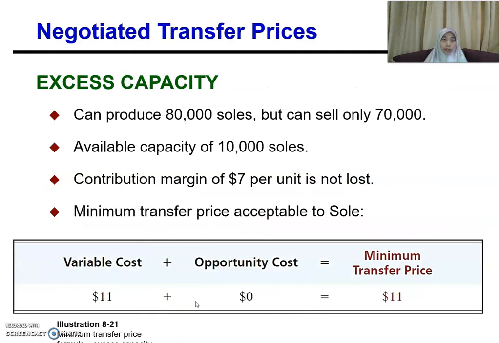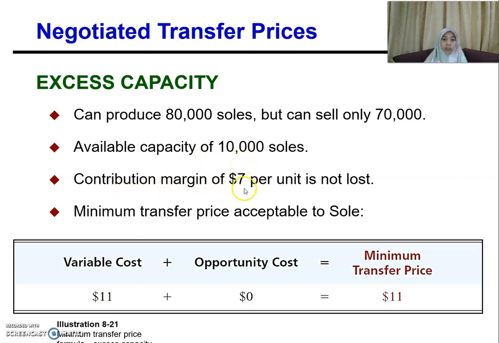What if there is excess capacity? In another scenario, we assume there is excess capacity. Excess capacity means now you can produce more. You have the capacity, you have the resources to produce more, because you have idle capacity, excess capacity or extra capacity. It means the same. You can produce 80,000 soles but can sell only 70,000. So you have an extra 10,000 available.